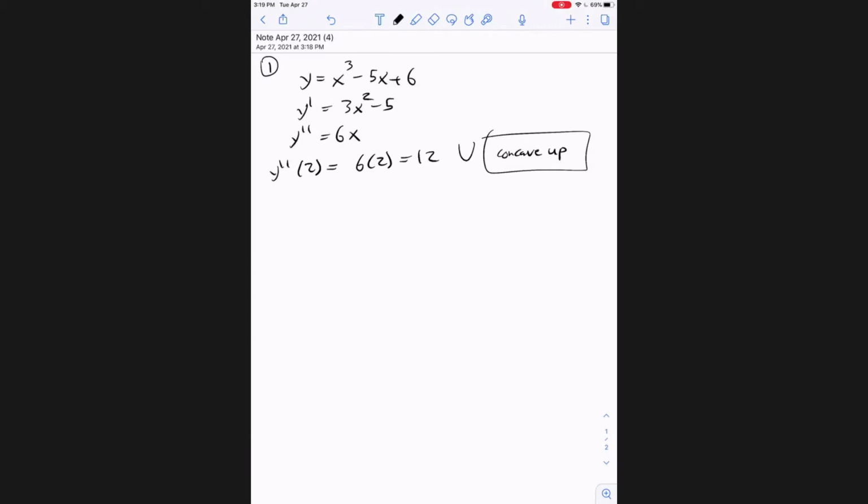Professor, can you just explain it one more time? Is it because it's positive, right? That's why it's concave up. Yes. Okay, thank you.